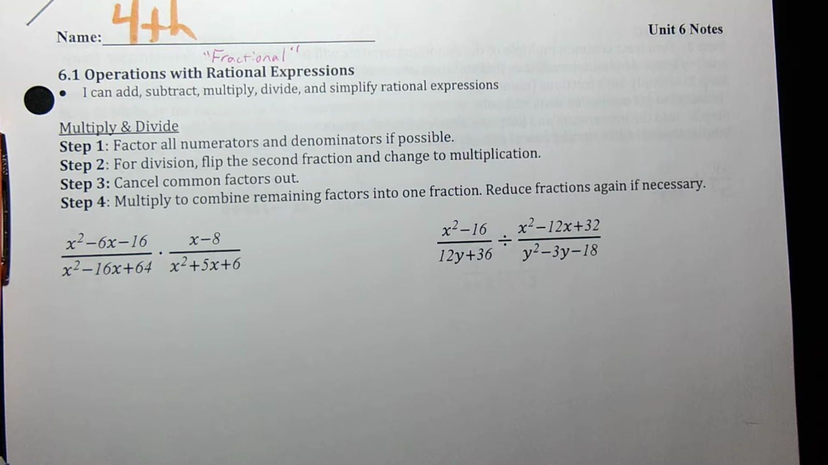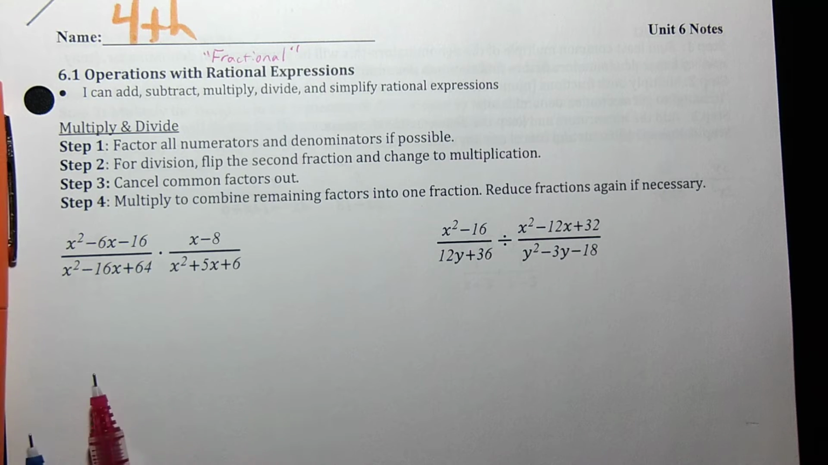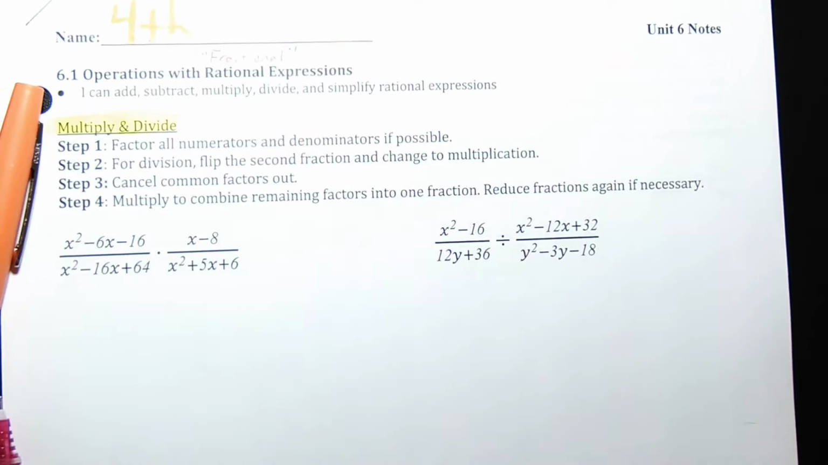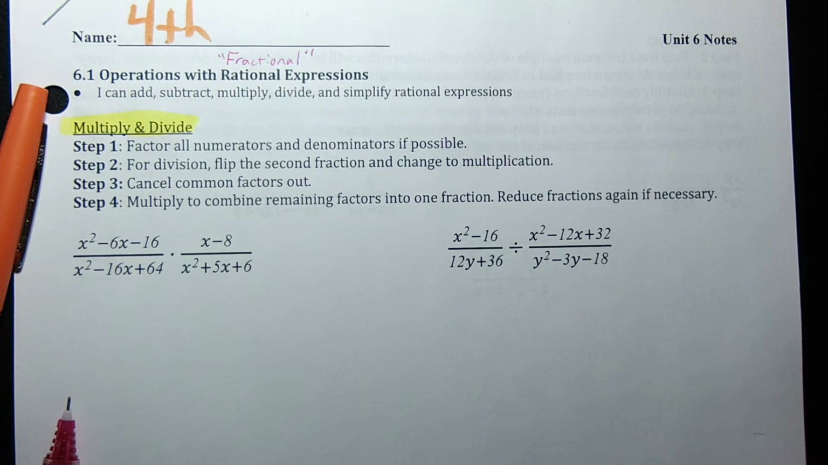Your first guess might be adding. You know, adding's easy. But does anybody remember what we have to have with fractions when we add them together? Common denominator. So we're actually going to do multiplying and dividing first because multiplying and dividing are actually a bit easier. So multiplying and dividing is where we will start today. Tomorrow we'll get into adding and subtracting.